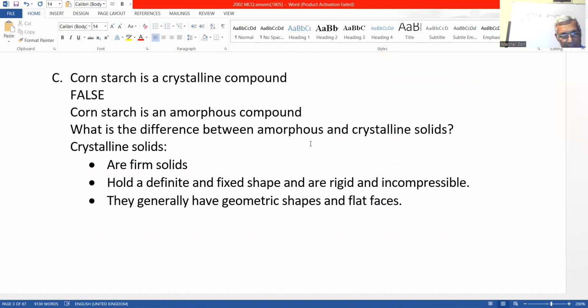What is the difference between amorphous and crystalline solids? So you should know it. Crystalline solids are firm solids. They are firm, not flowing. They hold a definite and fixed shape. It has a shape. It is rigid, strong. They have geometric shapes.